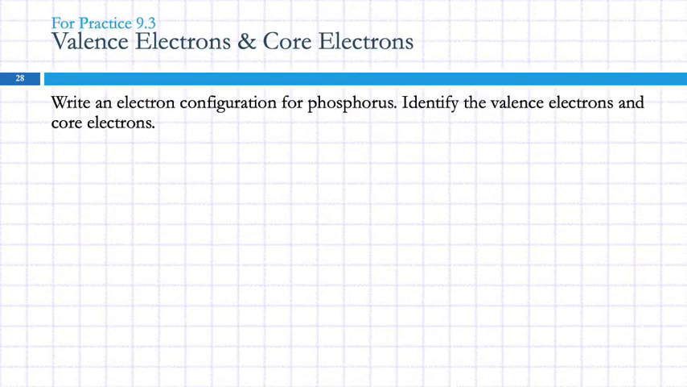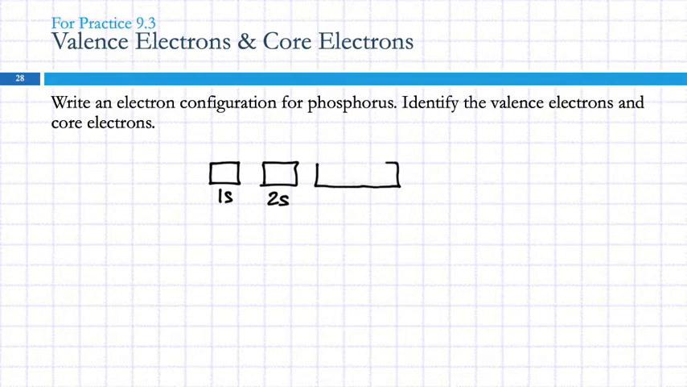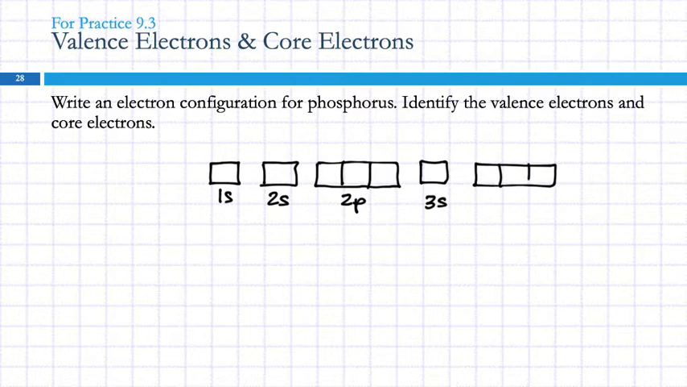Write an electron configuration for phosphorus, identify the valence electrons and the core electrons. I'm going to do an orbital diagram first, just because. It's 1s, 2s, 2p, 3s, 3p. And we're staying away from the part where they get all jumbled up.